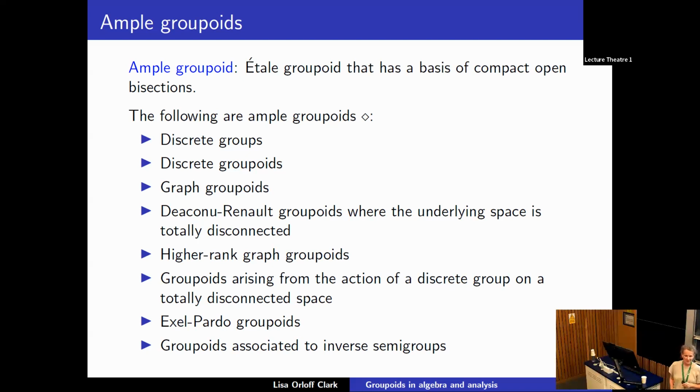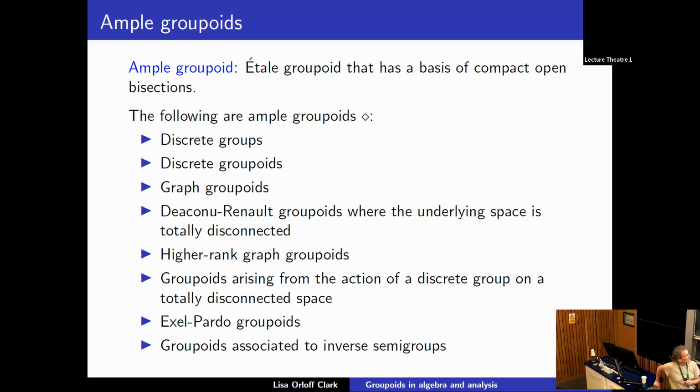They did? Okay, good. So an ample groupoid is an étale groupoid whose basis is not just open bisections, it has a basis of compact open bisections. So this is special in that compact open bisections in a Hausdorff groupoid are clopen sets. You have lots of clopen sets around. So it's spaces like that kind of thing.